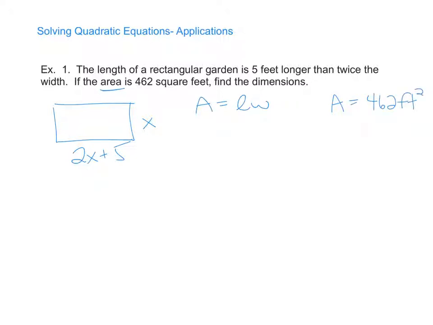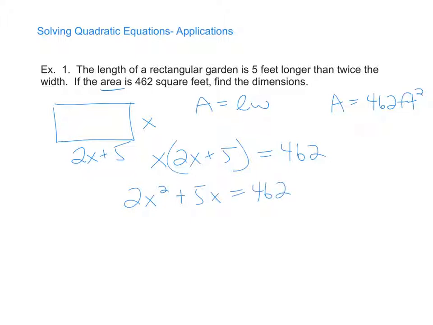And my length is going to be 2x plus 5. My width is going to be x. So I have 2x plus 5 times, I'll put the x out front, equals 462. So you'll notice that when I distribute here, I end up with a quadratic equation. So now we have to say, okay, this is quadratic. I have my x squared, and I have an x, and so the first step is to set it equal to 0.